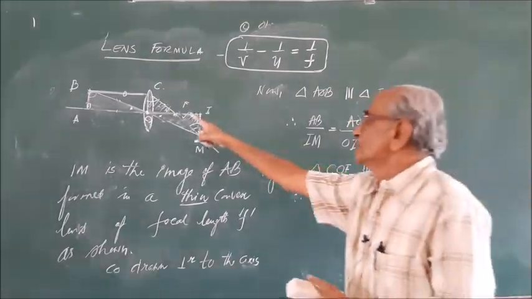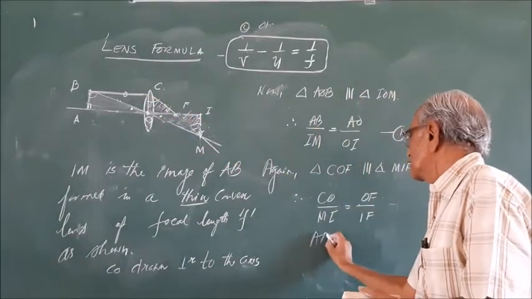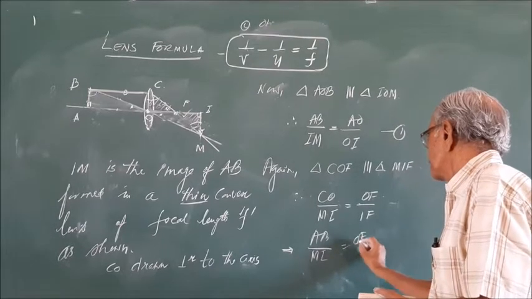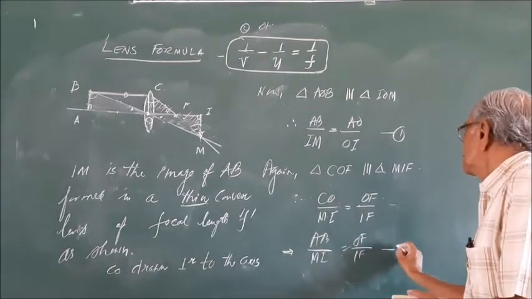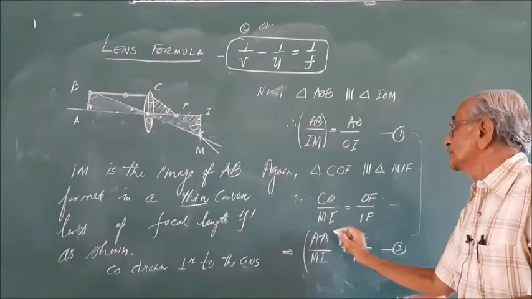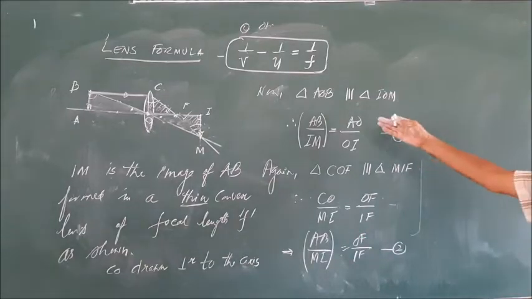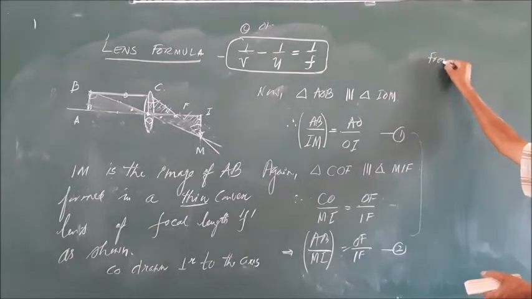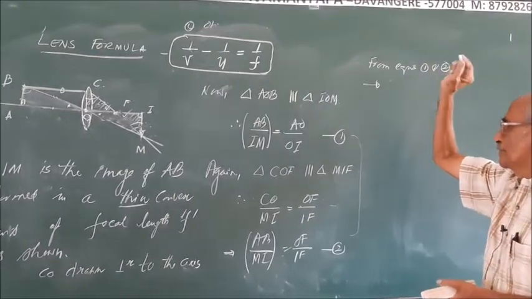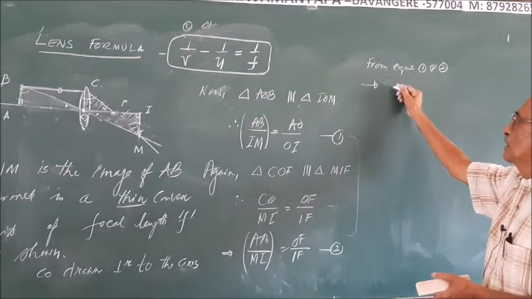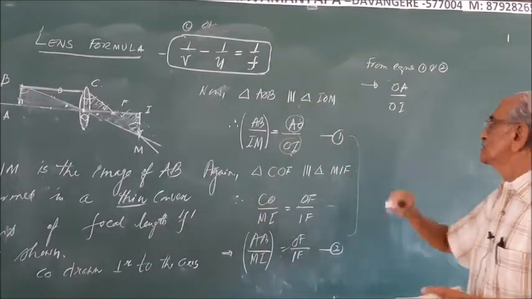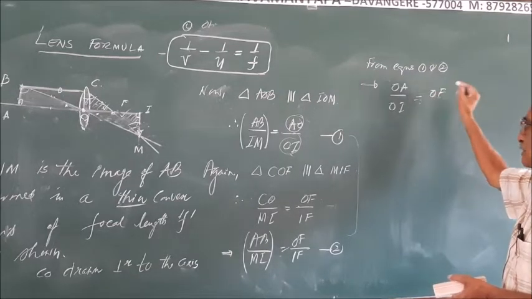Now observe, CO is AP. Since CO is AP, I can write this as AB by IM. So if you compare these two equations, the right hand side is equal. Therefore, the left hand sides must be equal. So, from equations 1 and 2, we get OA by Y is equal to OF by IF.